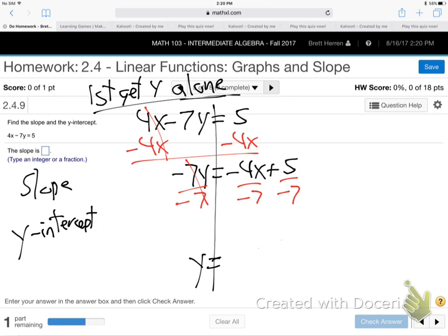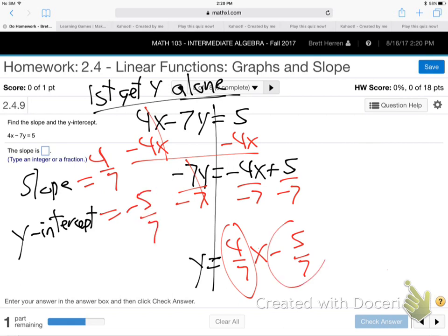Okay, what happens? 2 negatives is positive, 4 sevenths. Over here, 1 positive, 1 negative is just negative. You okay with what I just did with the signs there? Again, 1 positive, 1 negative on the 5 sevenths is just negative. The 2 negatives on the 4 sevenths is positive. Okay, so the slope is right there, 4 sevenths. The y-intercept is the negative 5 sevenths.